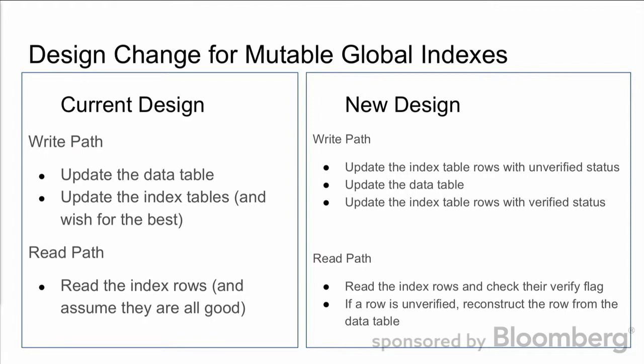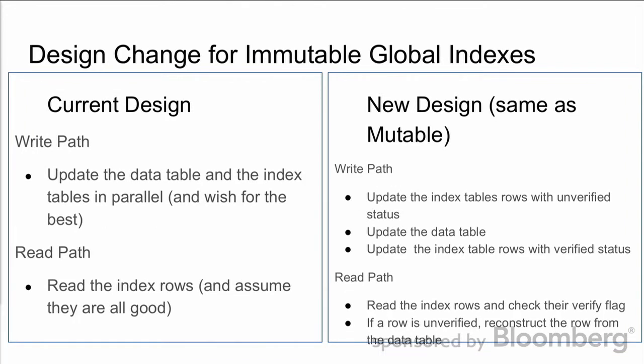In the current design, in the read path, when you query through an index, we read the index rows as they are and assume that they are all good. Even if they might be out of sync, we just read from index rows. But in the read path in the new design, we read the index row and check the verified status. If it is verified equal to true, we return from the index. If the verified is equal to false, we reconstruct the row from the data table itself and then return that in the scan.